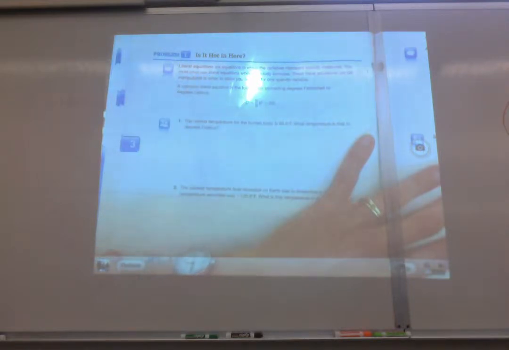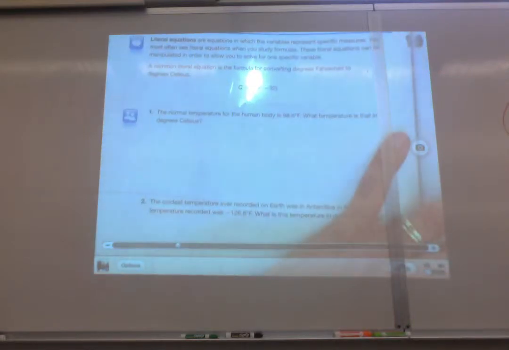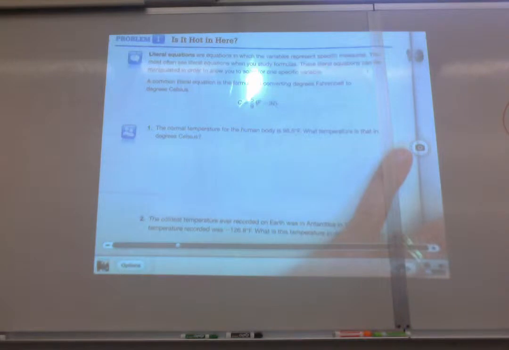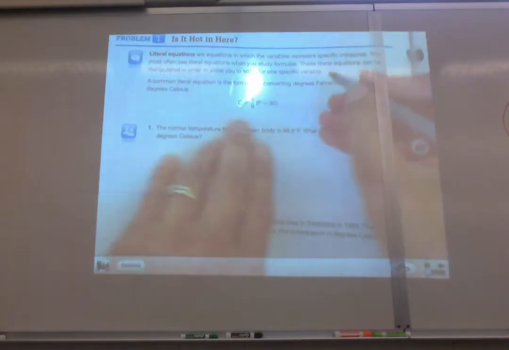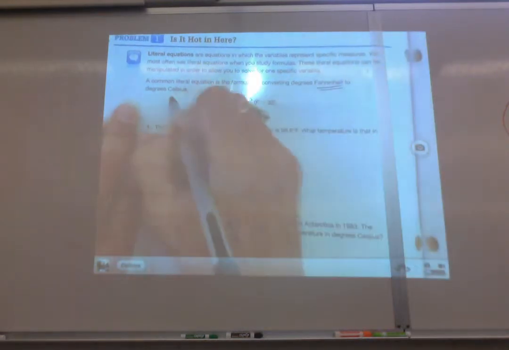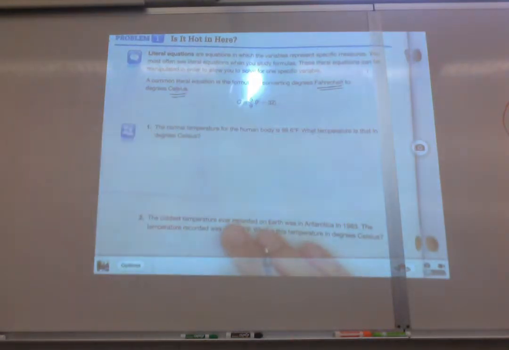Literal equations are equations in which the variables represent specific measurements. You can most often see literal equations when you study formulas. These literal equations can be manipulated in order to allow you to solve for one specific variable. A common literal equation is a formula for converting between Fahrenheit and Celsius. What's Fahrenheit and Celsius? Degrees.